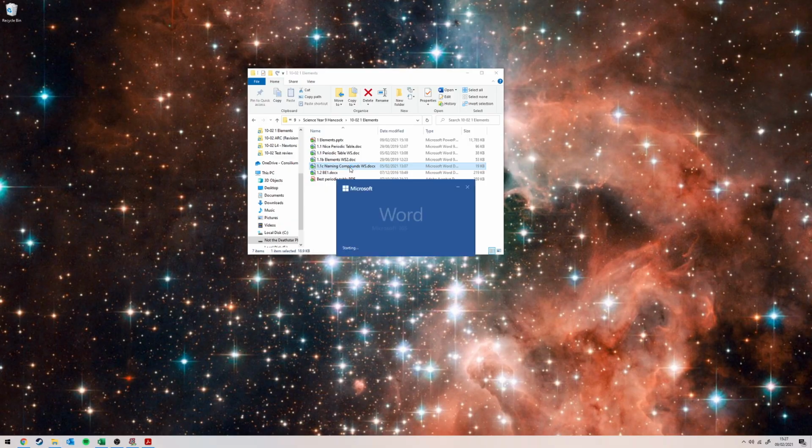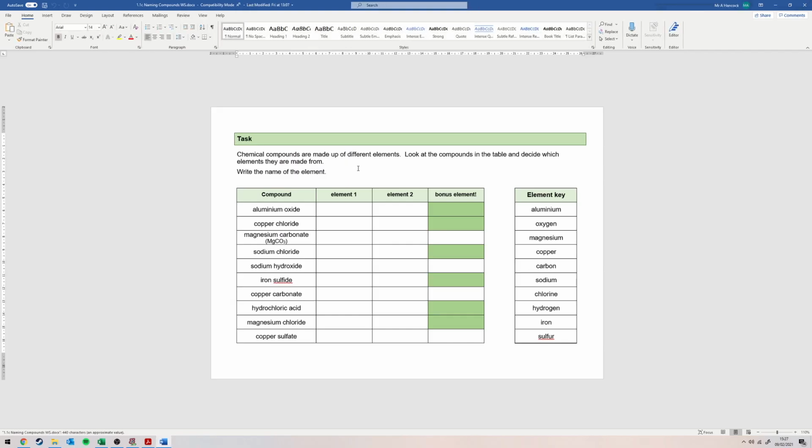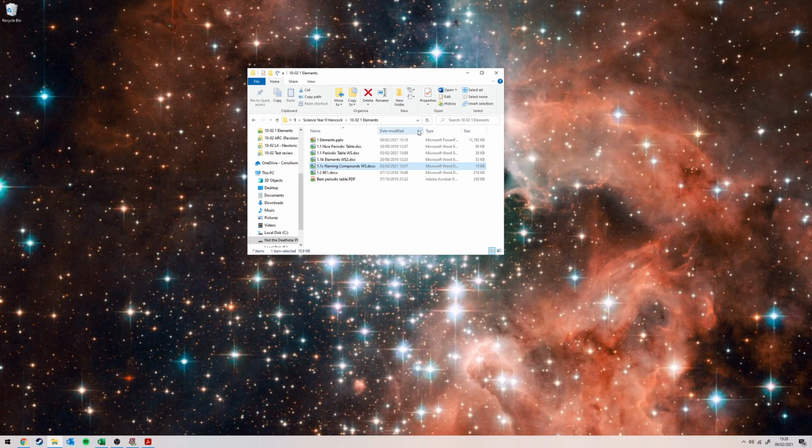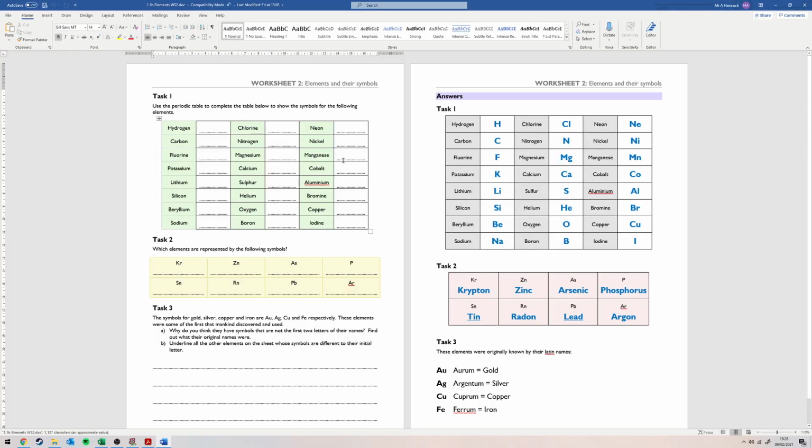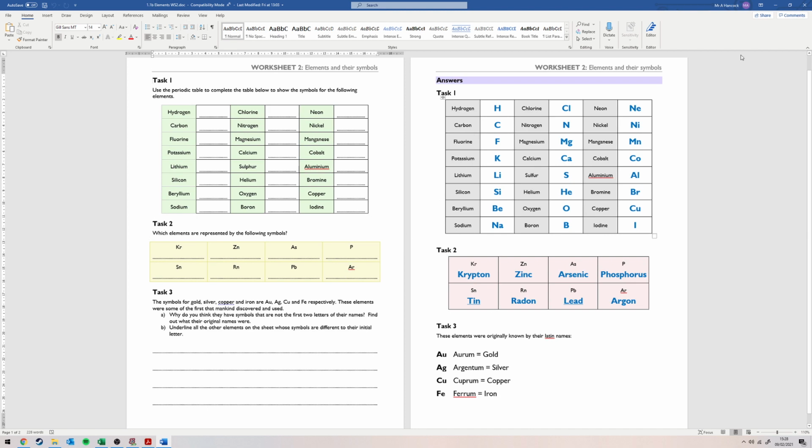Now, if you were struggling with the naming the compound bit, I need to go back to some key stage 3 stuff. Here is a naming compound task. This is making sure that if you've got the name of the compound, you can figure out what elements are inside it. If you're not sure, you Google the name and see what elements are in it. Okay. Here again, if you're struggling with using the periodic table, have a little go of this. Go through and find the symbols and answer these. The answers are on the right hand side.